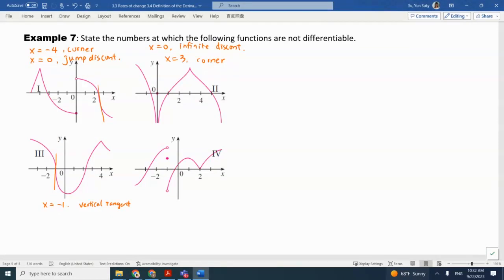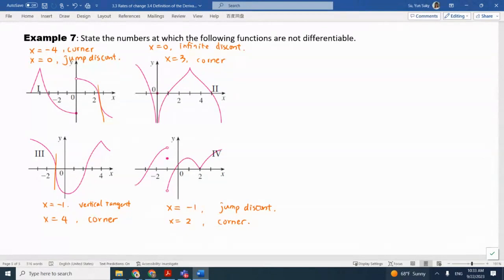Okay, here x equals 4. Which type? Corner. And that's it for picture 3, right? Picture 4. X equals what number? -1. Which type? Discontinuity. Which type of discontinuity? Jump. Okay. And then what number? 2 is a corner. Yes.